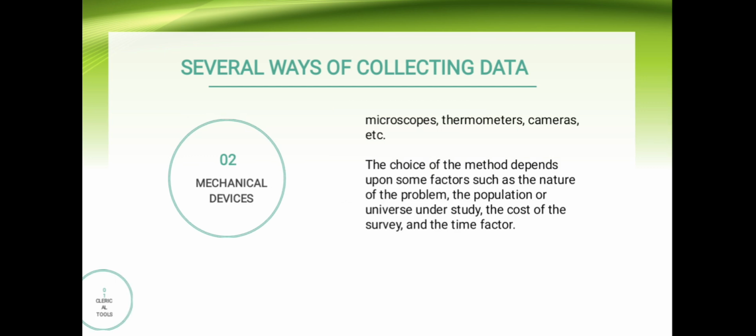The second way of collecting data is by using mechanical devices. Mechanical devices are tools like microscopes, cameras, and recorders. They help us collect data that we can see or measure. For example, a thermometer measures temperature in experiments.